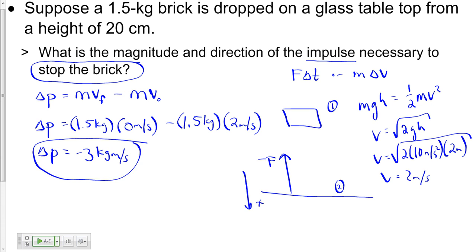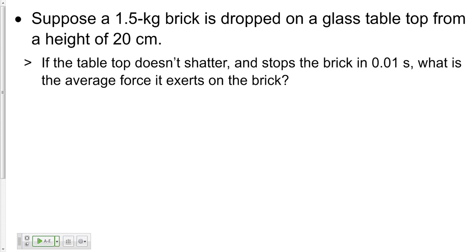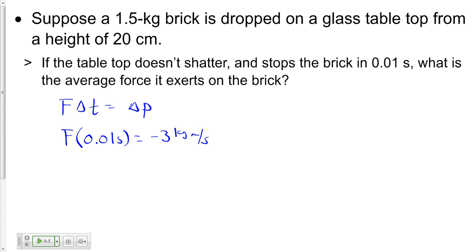So that's the change. If the brick stops in 0.01 seconds, what's the average force? Well, the relationship between force and change in momentum is impulse, force times delta time. Time, 0.01 seconds. Change in momentum is -3 kilogram meters per second. Force is 300 units. Newtons. Negative.